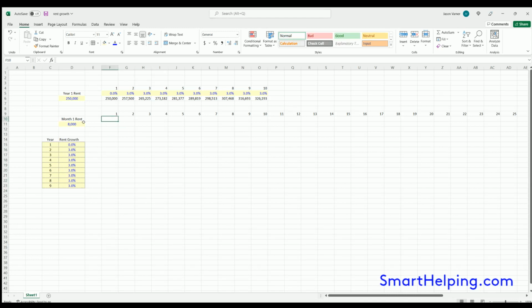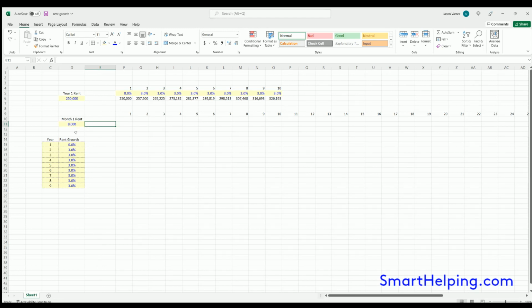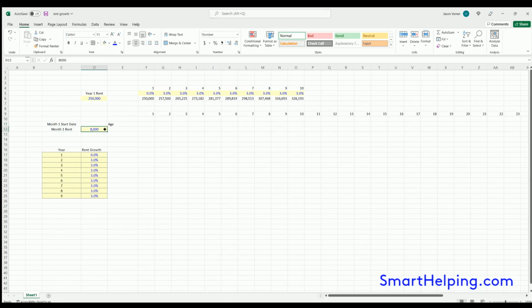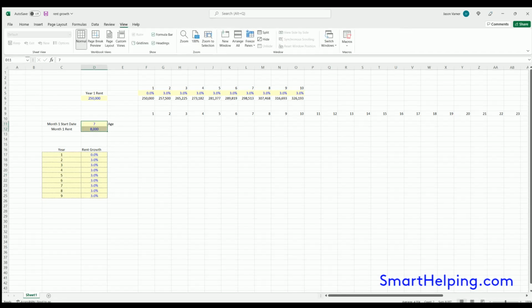And I want to say, what if the rent start month is in month 5? Well, then I need to put in a dynamic assumption that says count, so age, and we also need to put, so we have month 1 rent, we have month 1 start date, and let's just say we put in a month here, let's just say we start in month 7, and let me get rid of these grid lines.